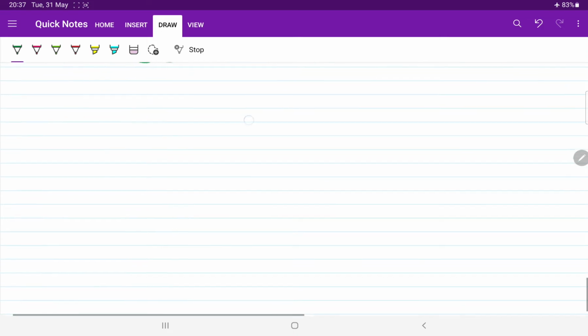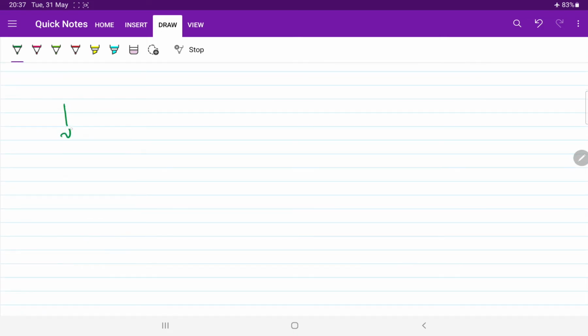Can I draw like this? See there. How I am drawing is, I am taking the AC supply here, and from here I am going to just connect them with the ground.